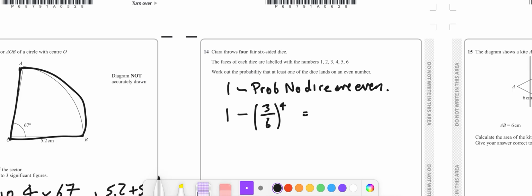So 1 minus that, so that's 0.9375, or 15 out of 16.